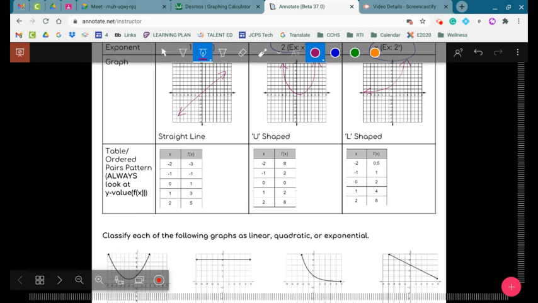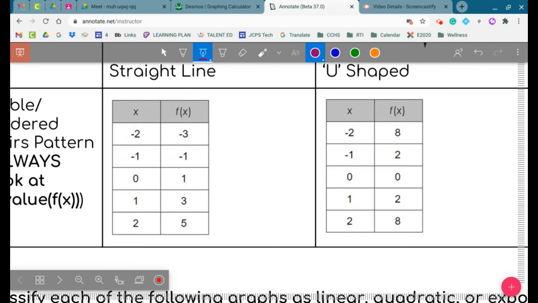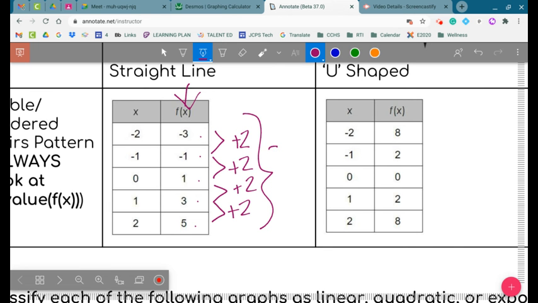Then from your table, you always want to look at your y values or your f of x values for the pattern. This one, it goes -3, -1, 1, 3, and 5. So if it's constantly going up, it either has to be linear or quadratic. So with linear, you're going to have a constant. Your value is always going to be going up by the same. So those are all the same. So it is linear.